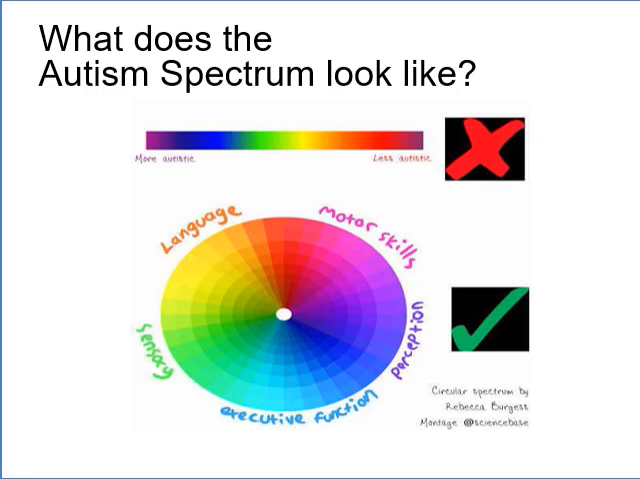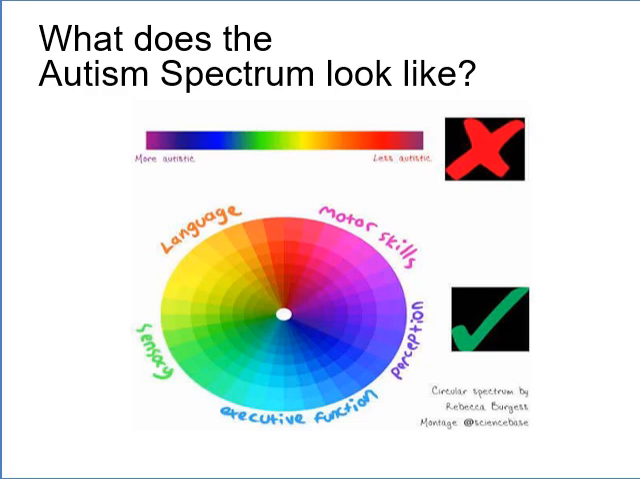We prefer to visualise the spectrum in the form of a wheel and consider a person may be affected by their autism to a greater or lesser degree in the given areas. It is worth remembering that whilst you may gain this understanding on any particular day, it will evolve as the child develops at his or her own pace. Let's look at the spectrum.